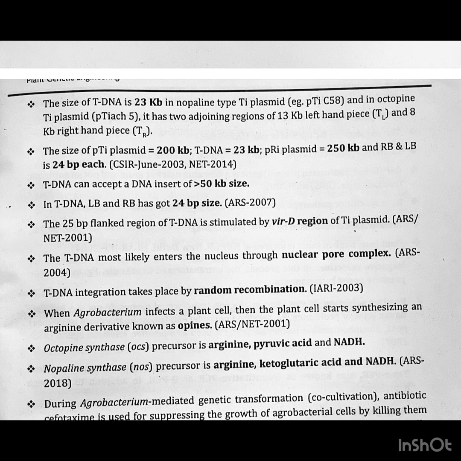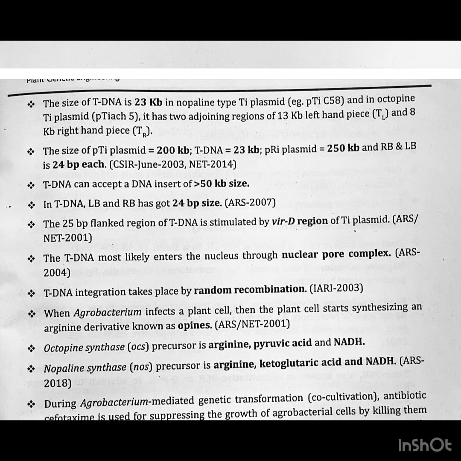The size of Ti plasmid is 200 kb, T-DNA is 23 kb, Ri plasmid is 250 kb, and the right and left borders are 24 base pair each. Question asked in CSIR June 2003 and NET 2014.